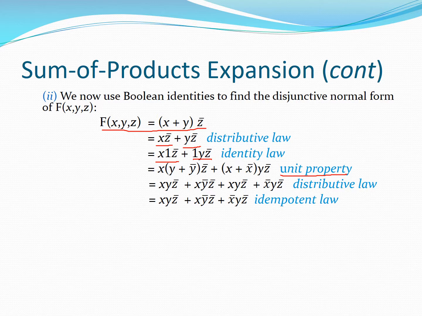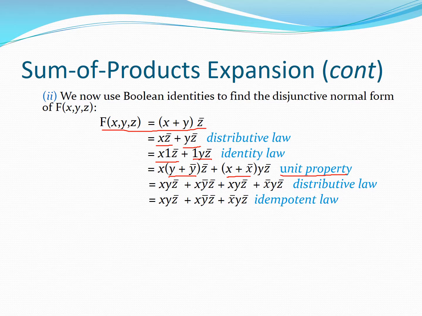Now let's look at the first term. You're going to replace 1 with this unit property using the missing variable in this term. The missing variable was y, so you're going to replace 1 with y plus y bar. What about the second term? So you have a 1 here, and what is the missing variable in here? X. So you're going to replace it with x plus x bar.